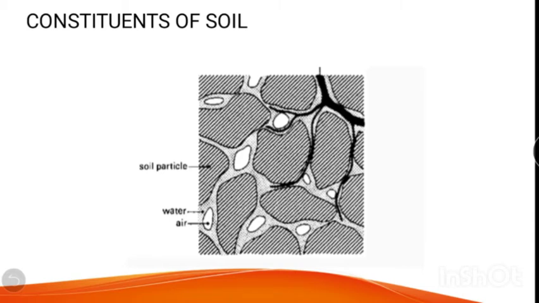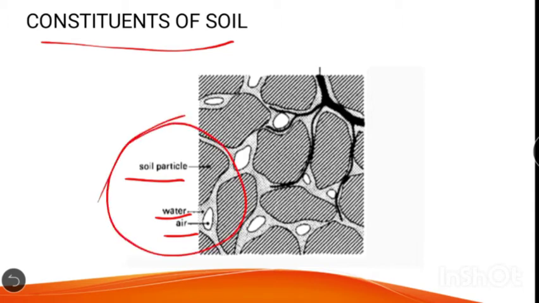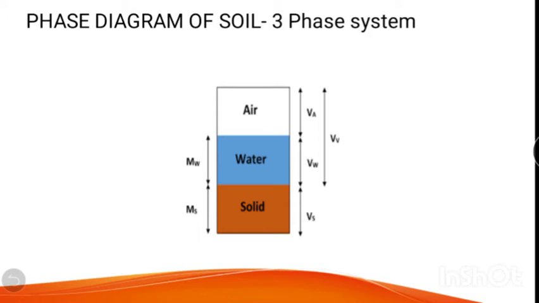The first thing you should know is the constituents of the soil. Friends, soil is a homogeneous mixture. It is generally made up of three constituents: soil particles, water and air. Remember that always. Now moving further, friends, soil is known as the three-phase system. Why is it known as the three-phase system? Because it consists of three constituents: air, water and soil.